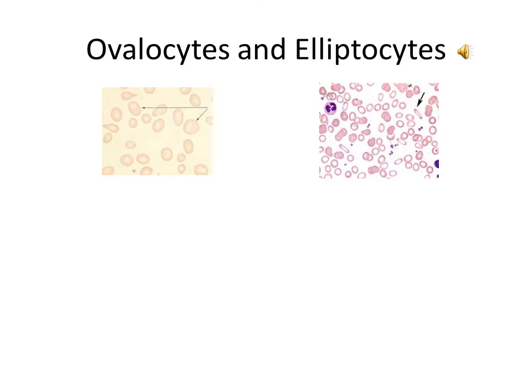While in many labs there's no differentiation between ovalocytes and elliptocytes, and laboratories call them just ovalocytes, it's important for us to know the difference. Elliptocytes are those cigar-shaped cells that you see on the right-hand side of the screen. Ovalocytes, specifically macro-ovalocytes, seen on the left part of your screen, are associated with the megaloblastic anemias.